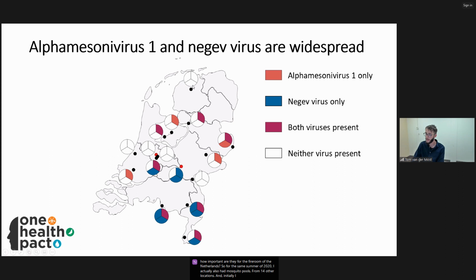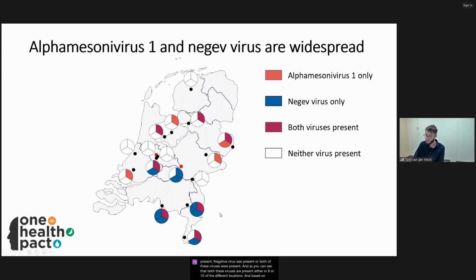And initially, I looked at 3 different pools of mosquitoes from these locations. And these pie graphs indicate for each of those pools whether alpha mesonivirus 1 was present, negavirus was present, or both of these viruses were present. And as you can see, both these viruses are present in either 8 or 10 of the different locations.